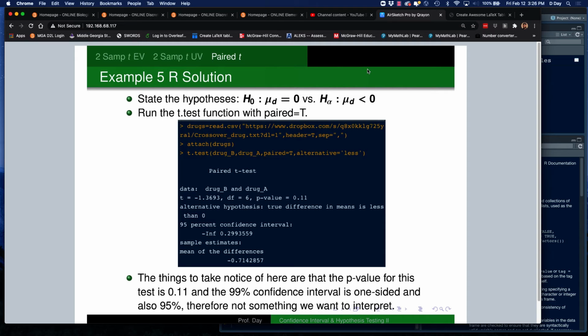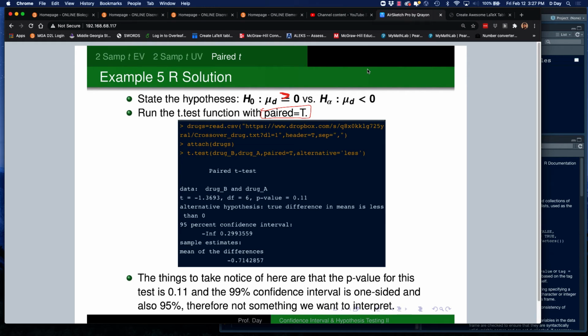If we state the hypotheses, we have the population mean difference is equal to 0, and this actually shouldn't be equal to 0. This should be greater than or equal to 0. That's a typo. Versus the alternative, which is the population mean difference is less than 0. Again, we'll run our t-test with paired equals true, and we'll get the following.